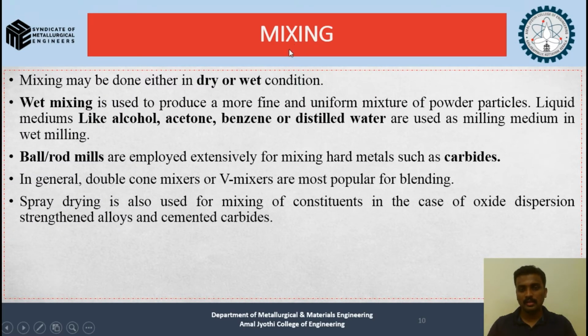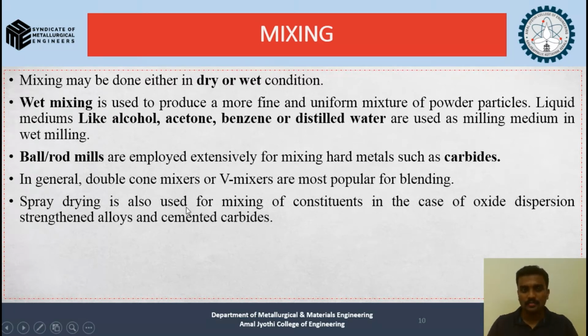So when it comes to the classification of mixing, we have dry and wet conditions. Wet condition is used to produce a finer and more uniform mixture. So in terms of fine mixtures, we go for wet mixing. Since the term wet means there is a liquid medium, we use examples like alcohol, acetone, benzene, or distilled water to enhance wetting; these are used as the milling medium in the wet mills. And when it comes to the dry operation, ball as well as rod mills are employed extensively for mixing of hard metals such as carbides.